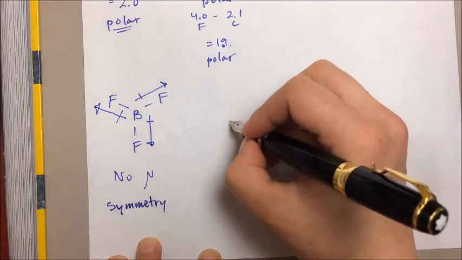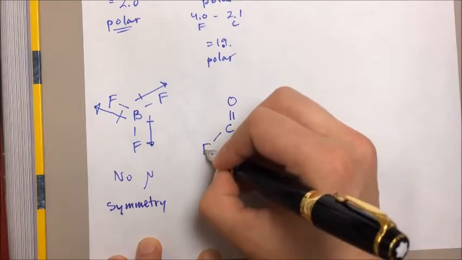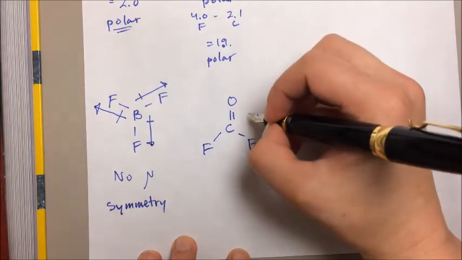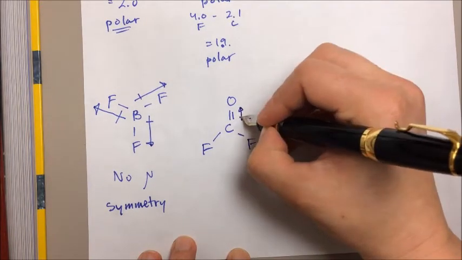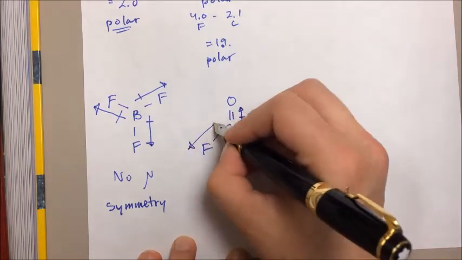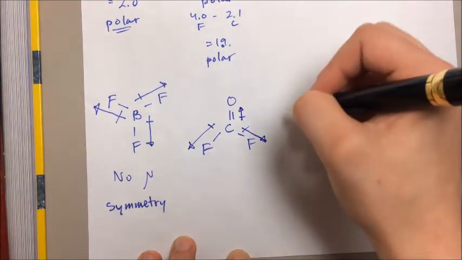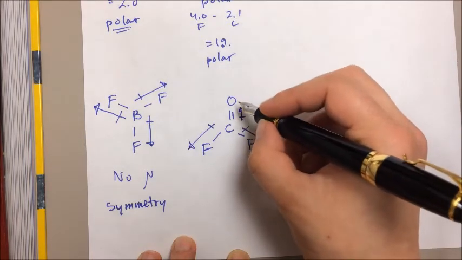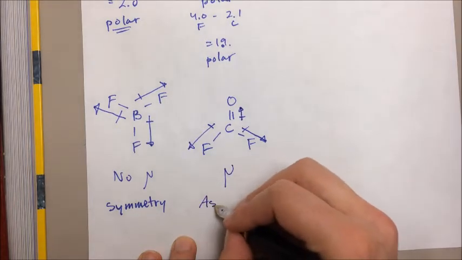Let's draw our COF2. And we're going to draw in the magnitude, kind of our dipoles. So the CO bond had the smaller dipole, and the CF bonds both had larger delta chi's. So these two have a component that's pulling all of the electron density this way, and that overwhelms the carbon-oxygen bond dipole. So this one has a dipole, and it's due to the asymmetry.